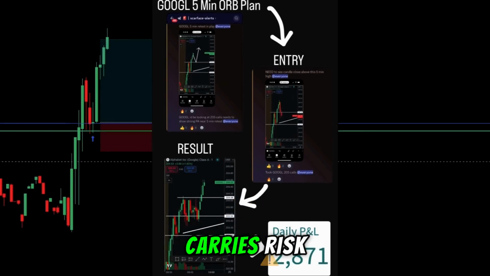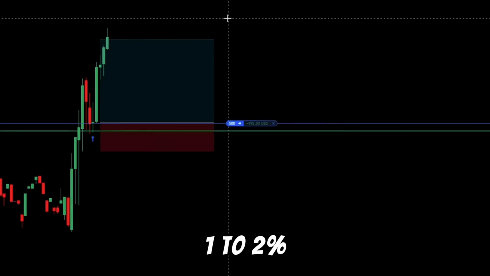Not financial advice. Trading carries risk. Manage your risk 1 to 2% per trade.